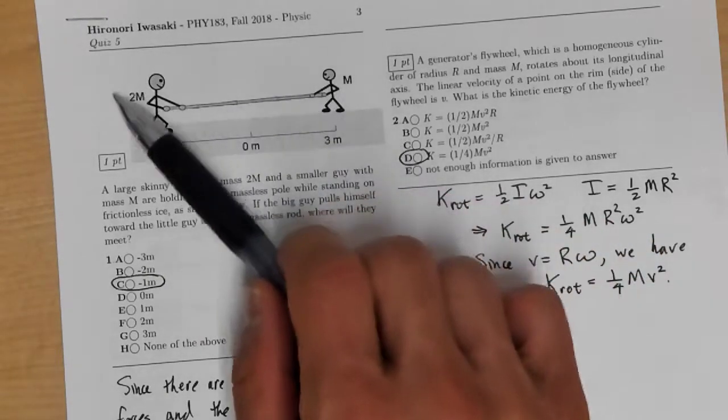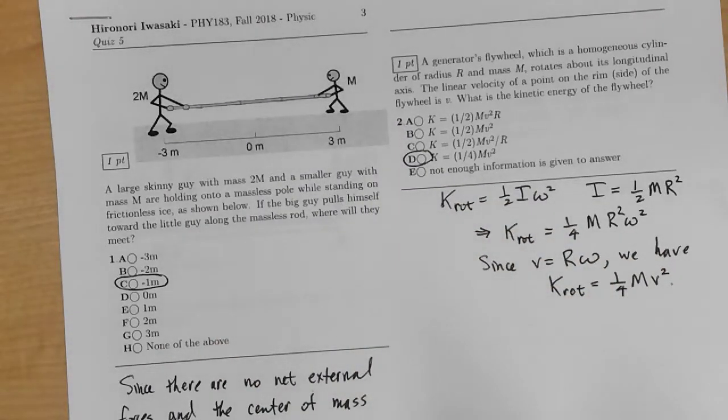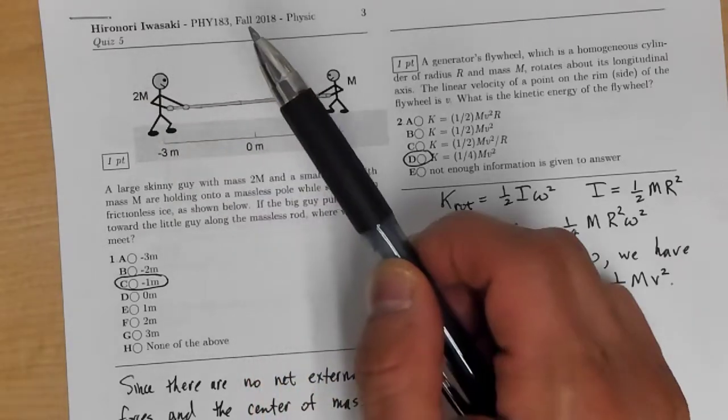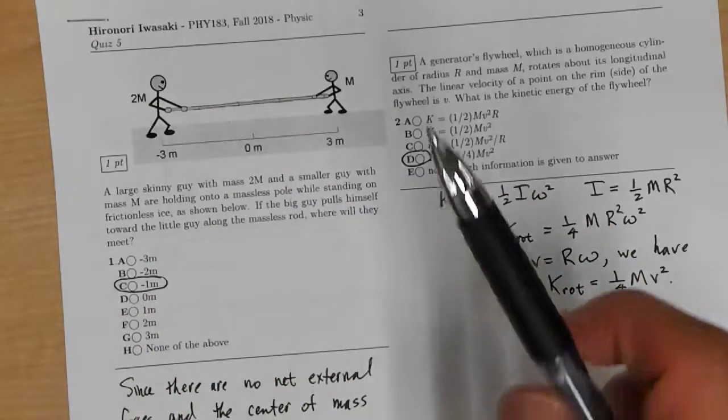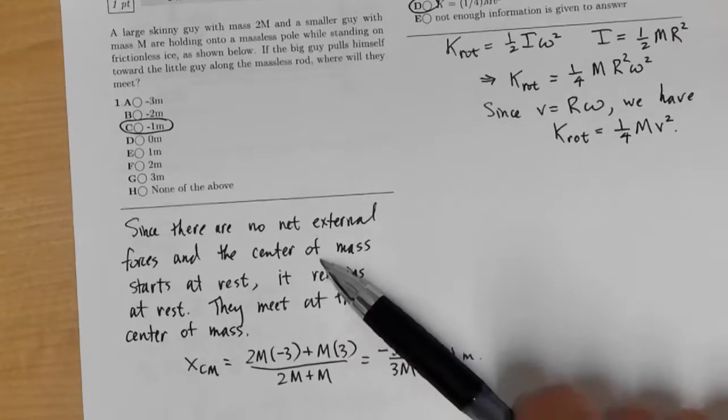Okay, so the center of mass of the system will not change. There are no external forces, so they'll meet at the center of mass. It doesn't matter that only the big guy is pulling. They still come together and they have to meet at the center of mass. Okay, let's find where the center of mass is.